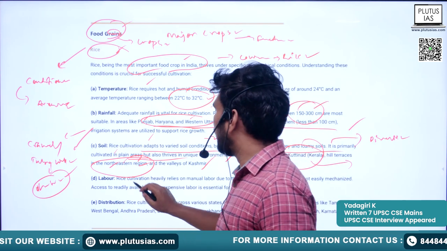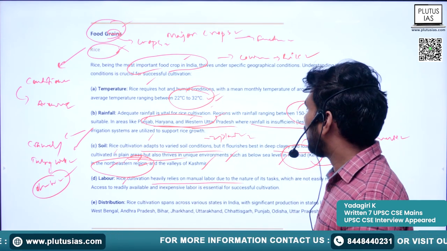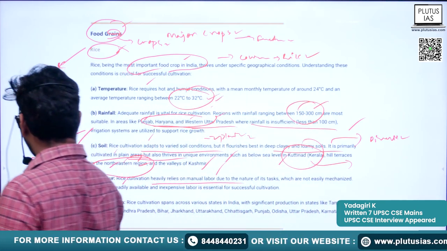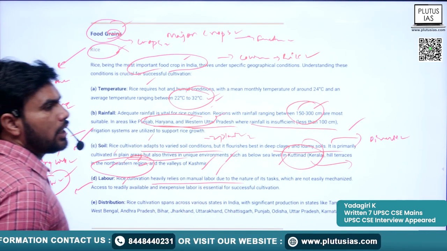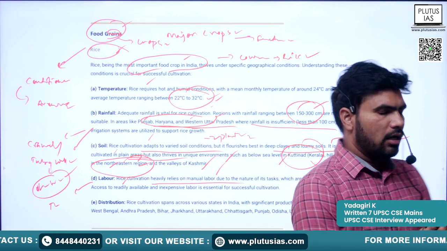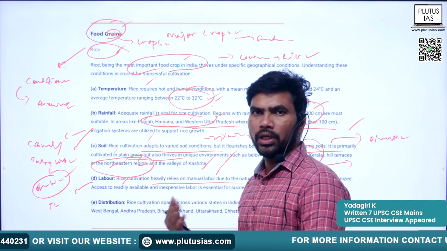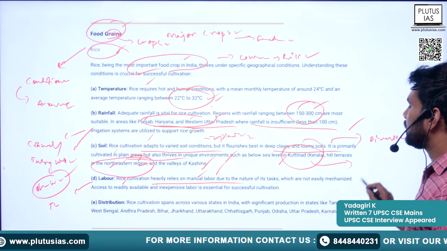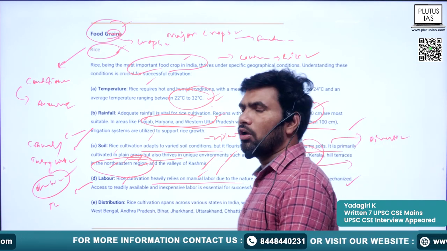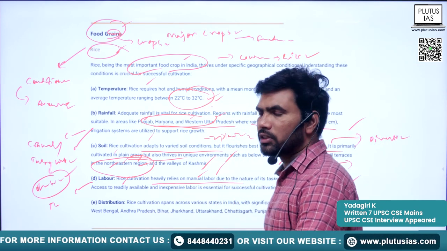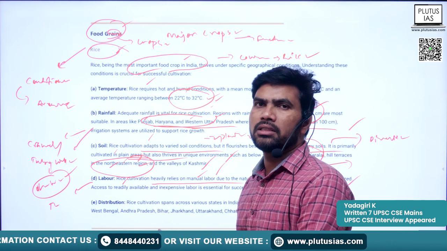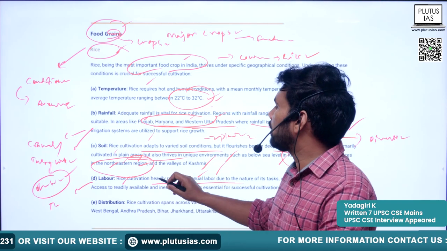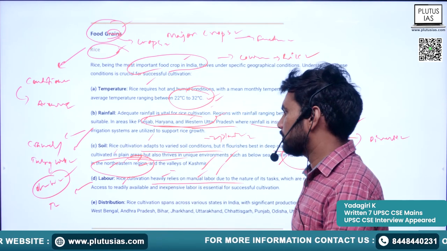We can say rice cultivation relies heavily on manual labor for transplantation of rice, and also in subsistence agriculture, for harvesting also we need intensive manual labor, right? So these processes that are involved in the cultivation of paddy cannot be mechanized that easily, right? So still manual labor is very, very important when it comes to the cultivation of rice.